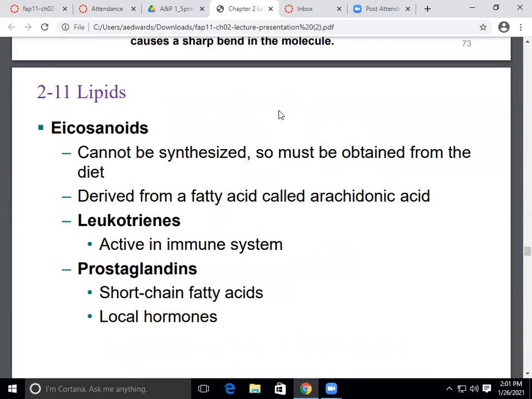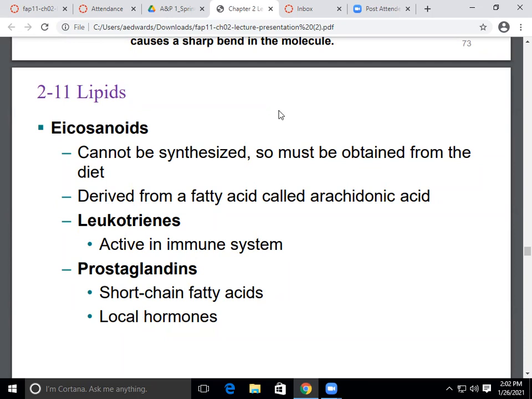Now we talk about eicosanoids. Funny name, but that's just what they're called. These actually can't be synthesized in your body. Your body can make certain things, but these you have to get from your diet. You've got to eat them essentially, or get them in some sort of pill, a nutritional supplement. They're derived from a fatty acid called arachidonic acid. That's their base, what the body uses to make these.